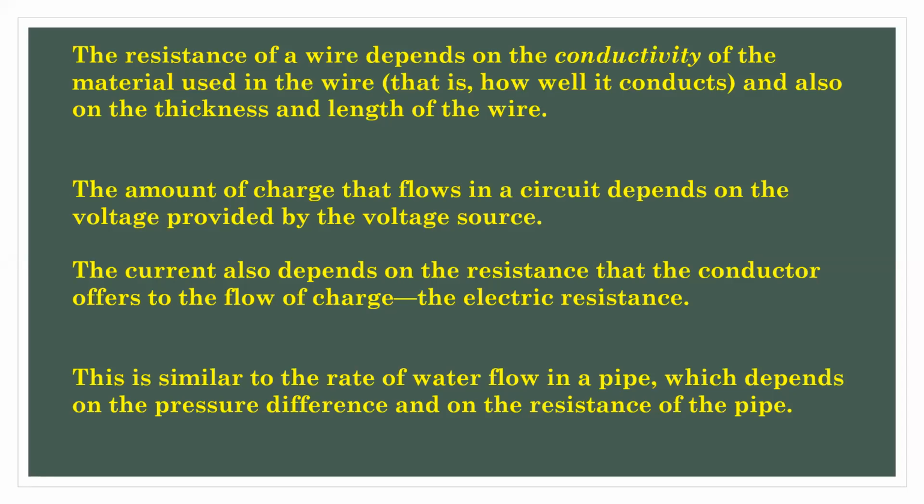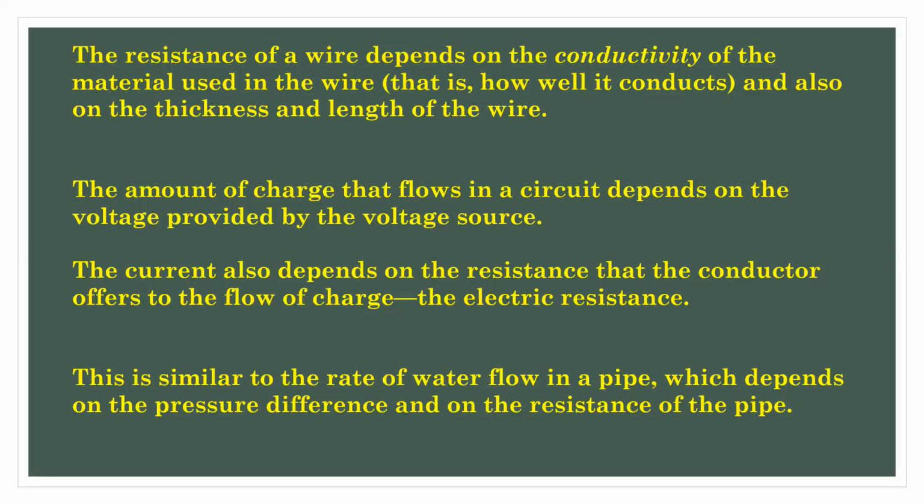Later on we will talk about this, which we call Ohm's law: I equals V over R. So the current depends on the voltage and depends on the resistance. Why? Because it depends on the amount of the potential difference between the two points of the wire and on the resistance of the wire.